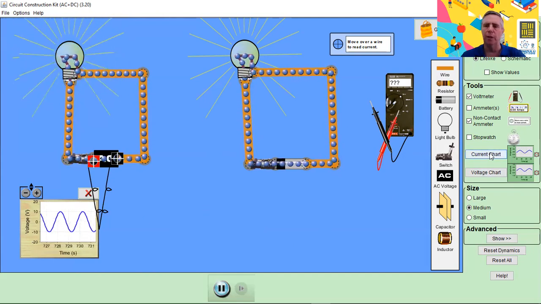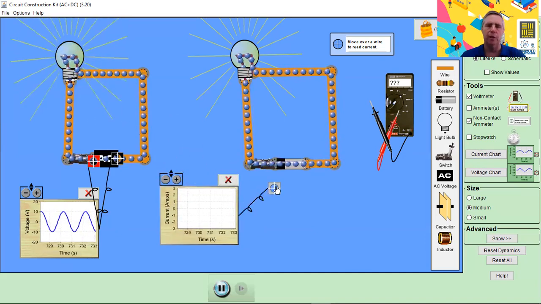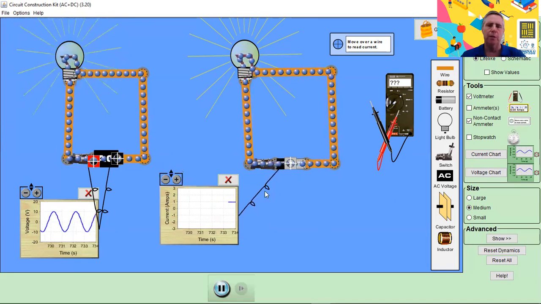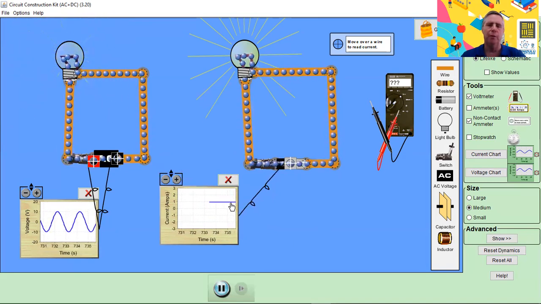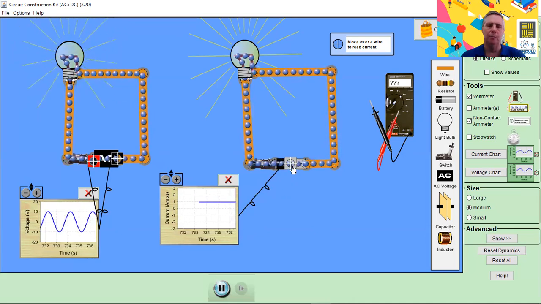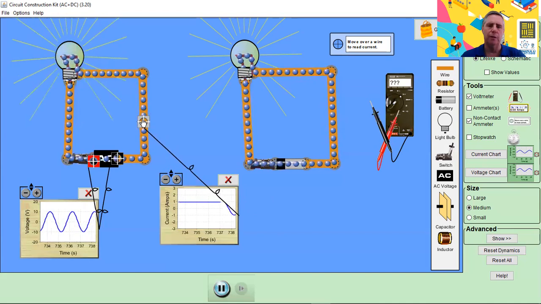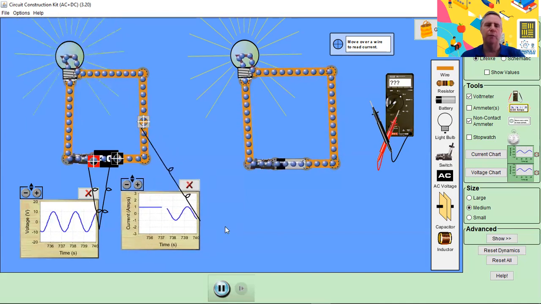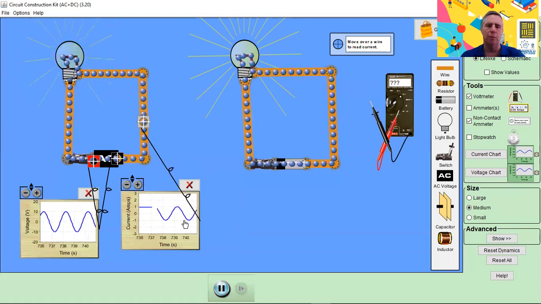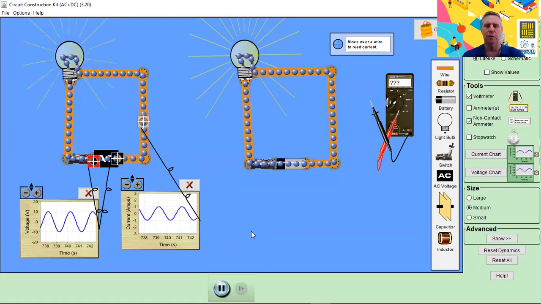Similarly, let's have a look at the current chart. And this one we just need to connect. We can connect to any wire or even in the battery. You can see there's a steady current of just under 1 amp flowing in the DC circuit. But if I connect it anywhere in the AC circuit, again, you see this sinusoidal, like a sine wave, going from a maximum of +1 to a minimum of -1, and it keeps changing over time.